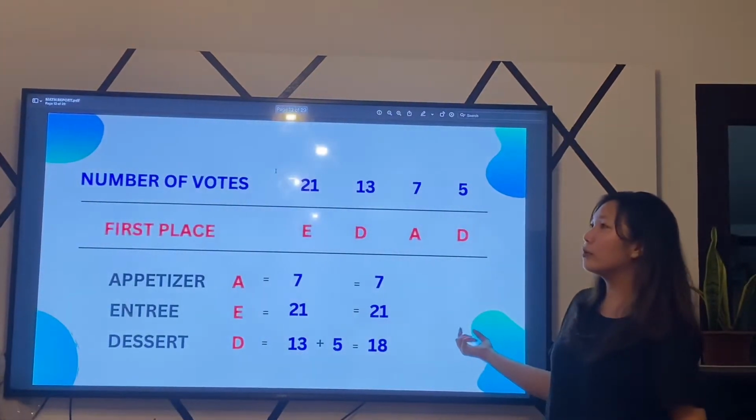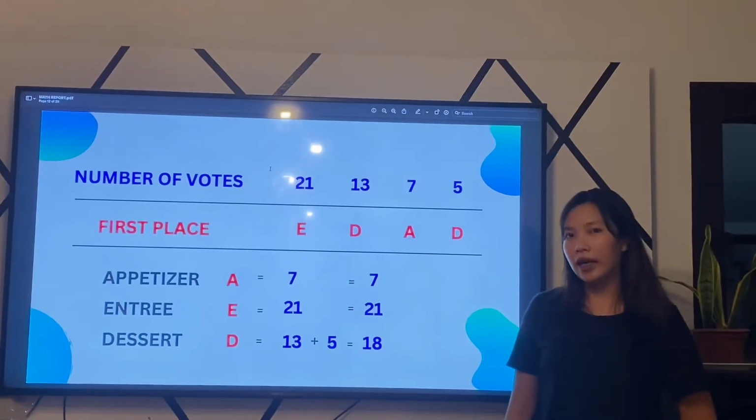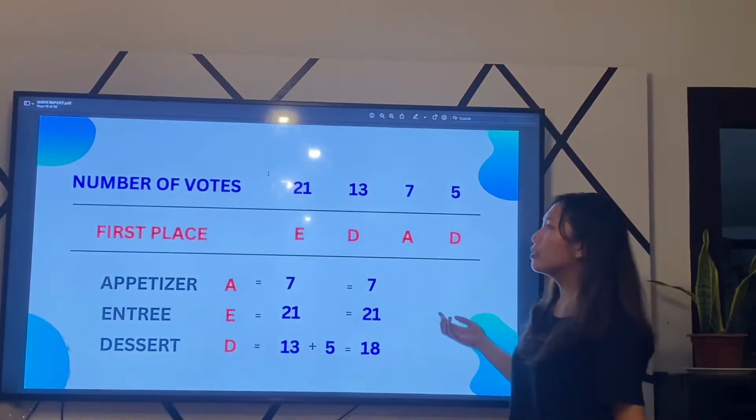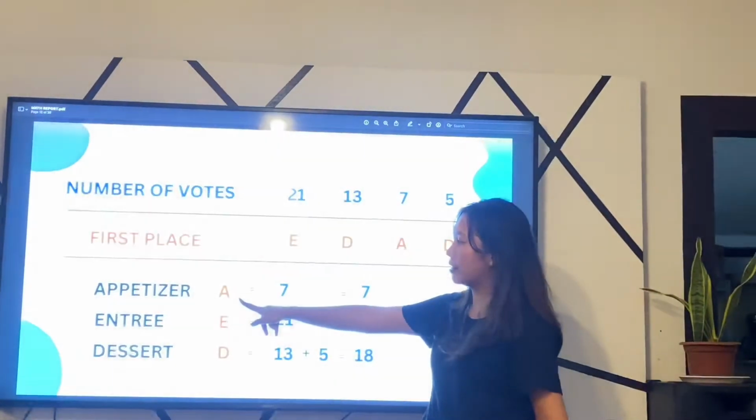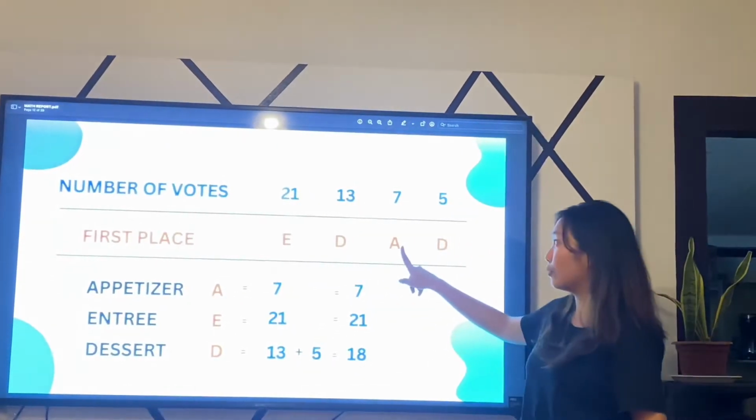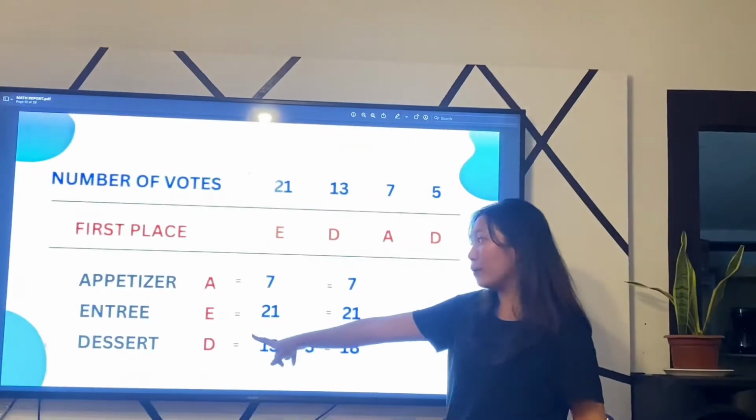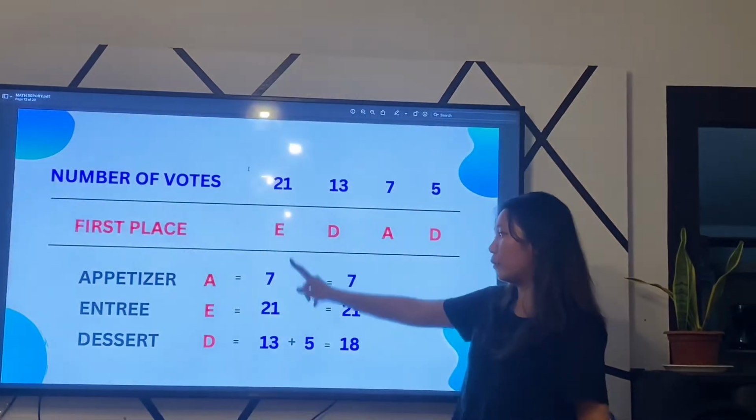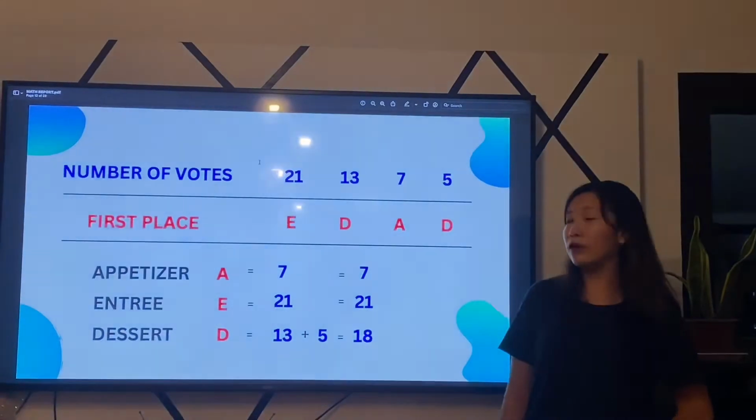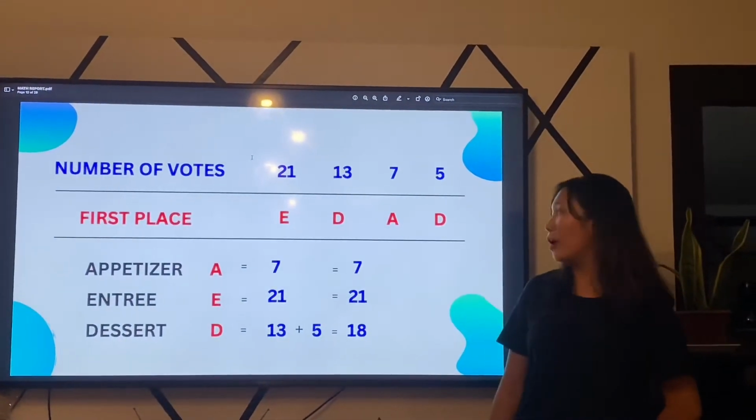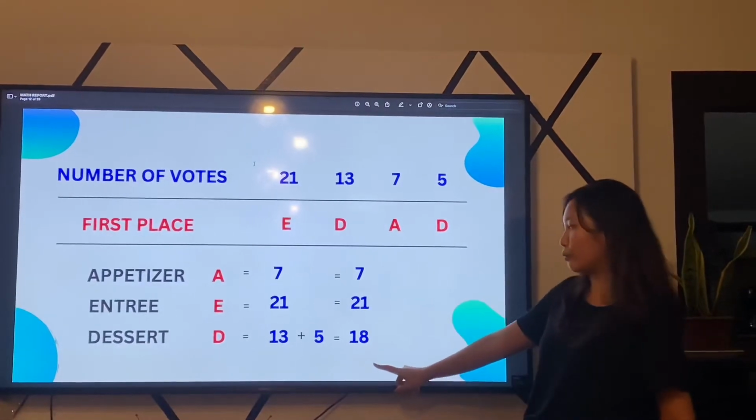Now we will proceed to determine who will win in this problem. For our appetizer, served as A, we look for A, and A got 7 votes. Next is our entree, which got 21 votes. And for our dessert, since dessert has two numbers of votes, we will just add them: 13 and 5. That will be equal to 18.